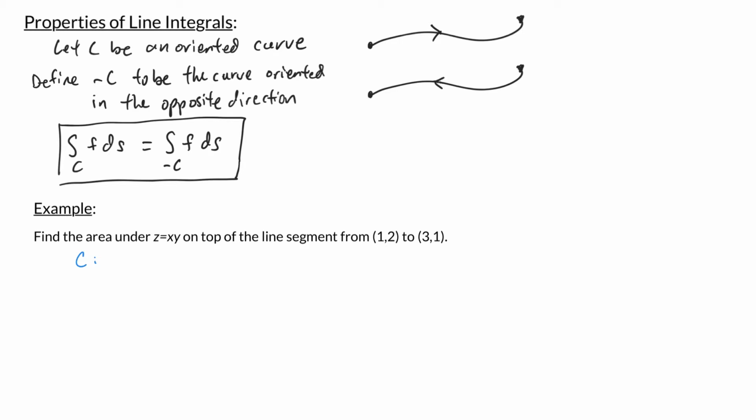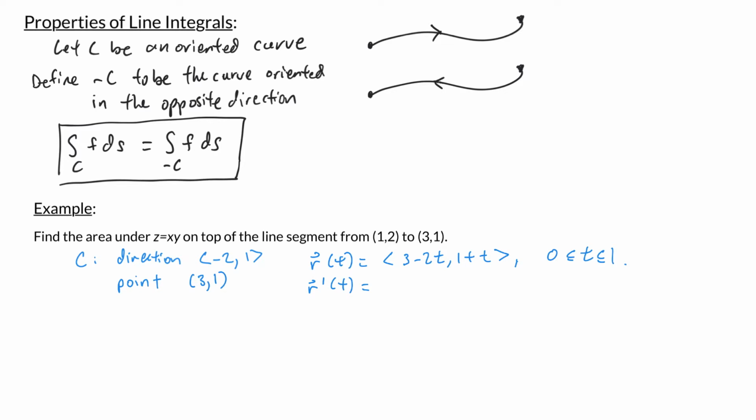So in this case, the curve has direction (-2, 1). This time, the point that we'll start with is (3, 1). So our parameterization, r of t, is going to be (3 minus 2t, 1 plus t). And again, our t goes from 0 to 1. So let's find r prime again. R prime in this case is going to be (-2, 1). And the magnitude of r prime is still the same: the square root of (-2) squared plus 1 squared is the square root of 5.